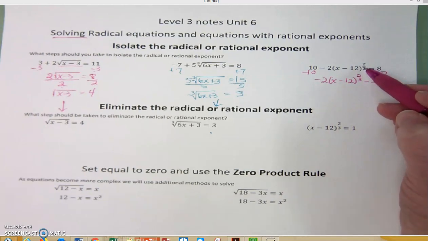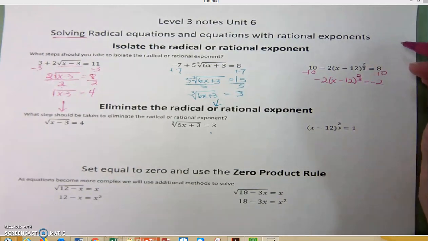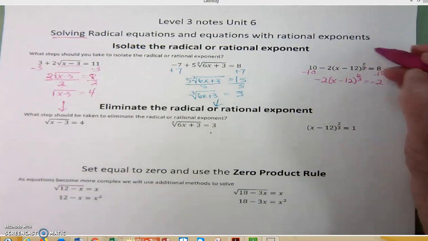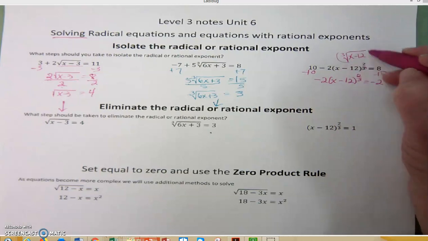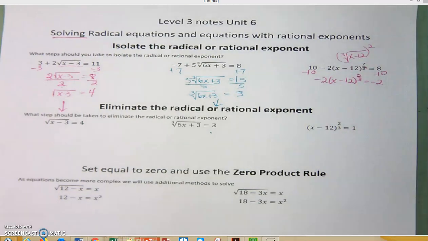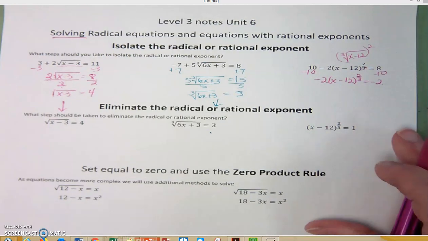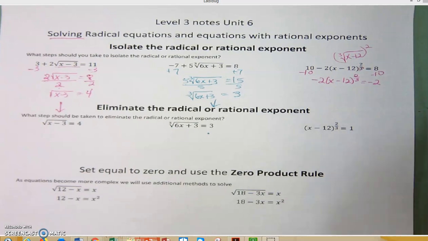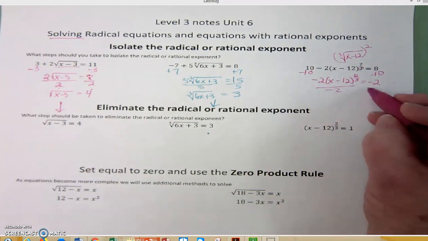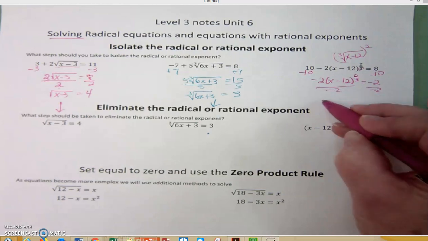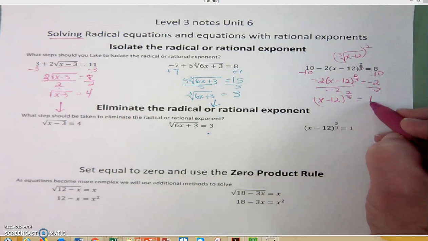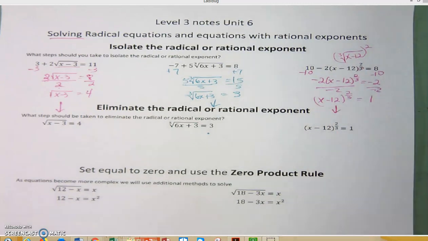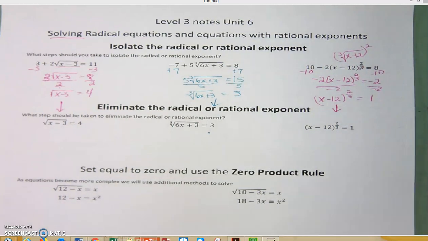Remember that something to the 2/3 power is really the same as, this 3 is in the denominator, so it's the same as the cubed root of x minus 12, squared. So it looks much simpler like this, but if it looks confusing, that's what that means. We'll need to know that later when we solve. So now I'm going to divide both sides by negative 2. These cancel, and I'm left with x minus 12 to the 2/3 power equals a positive 1, which is what I have there. So far, I'm doing okay.